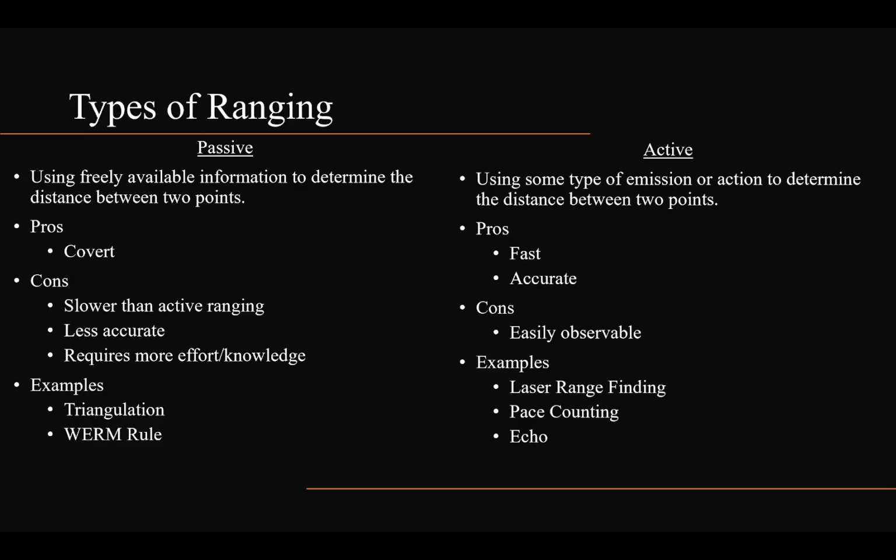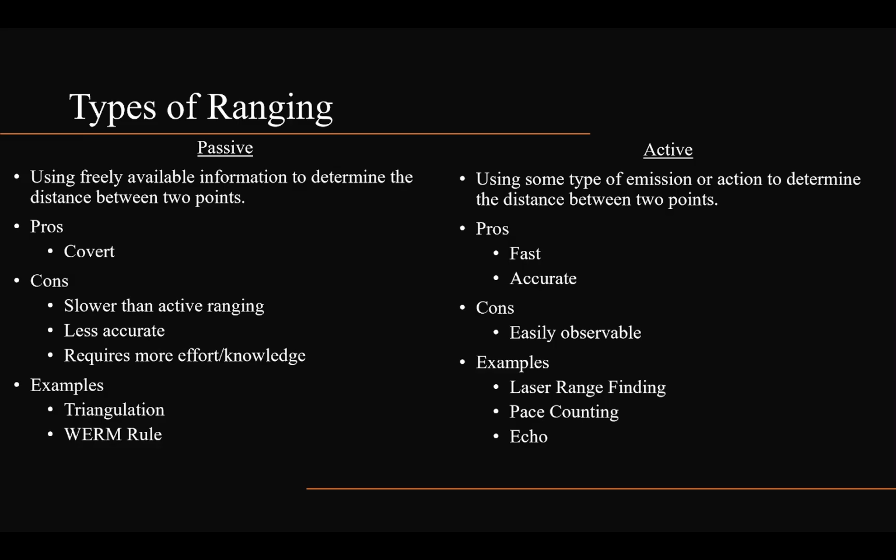A few examples of passive ranging are going to be both triangulation and the WERM rule that we are discussing today, whereas active ranging is going to be laser range finding, pace counting, echo using sonar, or stuff like that. Synthetic aperture radar is also a form of active ranging.